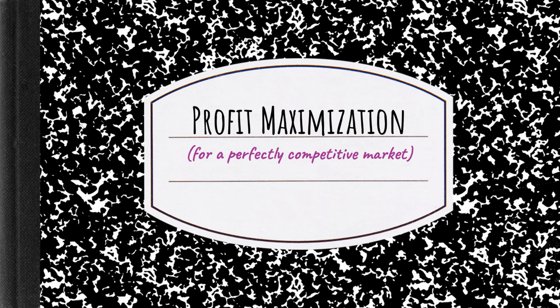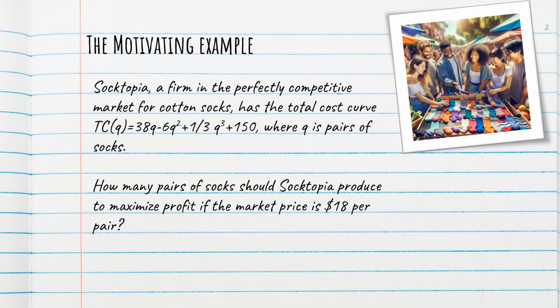In this short video, we're going to demonstrate the profit maximization process when we're looking at a perfectly competitive market. Let's imagine that Socktopia, a firm in the perfectly competitive market for cotton socks, has a total cost curve of 38Q minus 6Q squared plus 1/3 Q cubed plus 150, where Q is pairs of socks. Our goal is to determine how many pairs of socks they should produce to maximize their profit if the market price is $18 per pair.